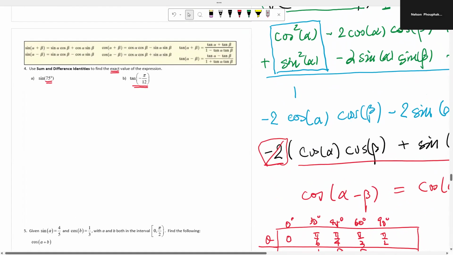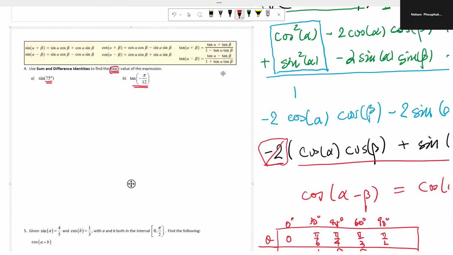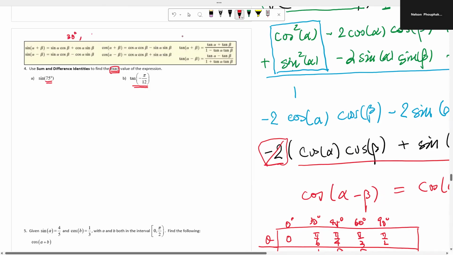When you work with this type of problem, the angle that we are working with is not randomly selected. We need to work with the angle 30 degree, 45 degree, 60 degree, 90 degree, or maybe 0 degree. Those are the angles that we need to work with. Again, we have a lot of choices to create the angle 75 degree. For example, we could write it as 20 degree plus 55 degree, right?